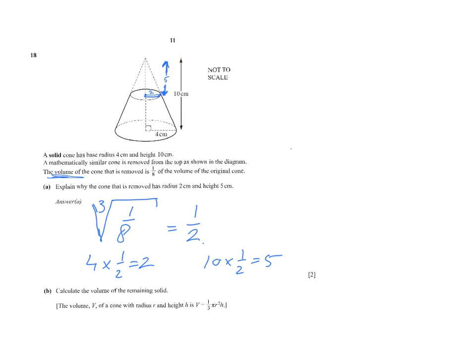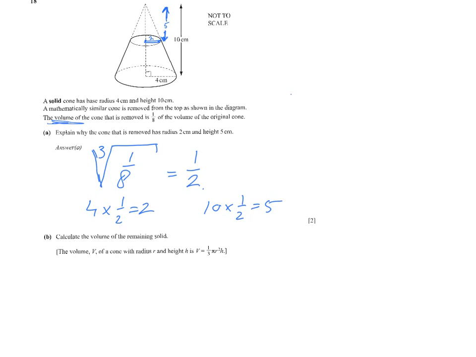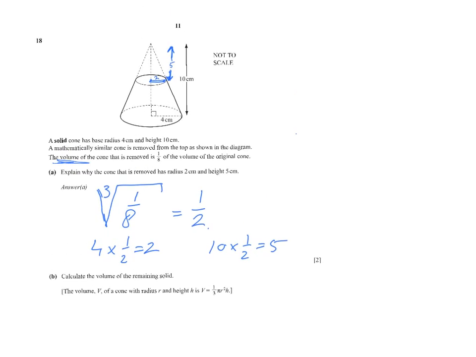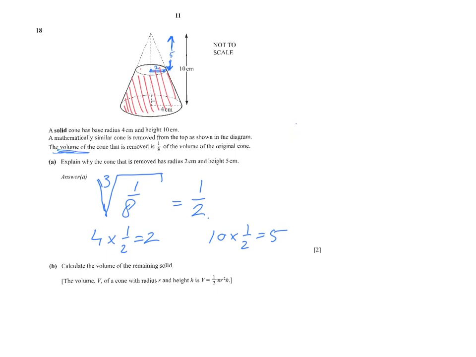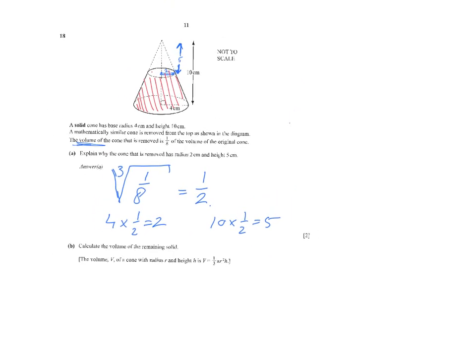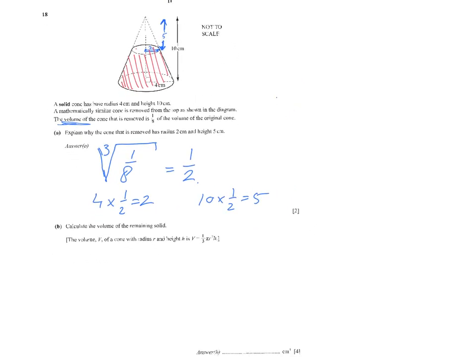Okay. Moving on, calculate the volume of the remaining solid. Okay, so we're interested in that part here, just that. So it's the original cone minus the cone they took away, and they even give you the formula to find the volume. Okay, so again, I'm going to make it slightly smaller. I hope you can still read it.